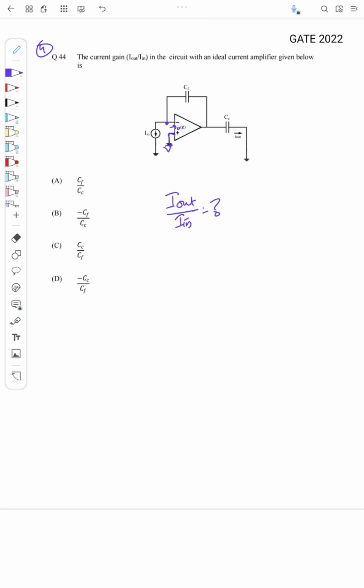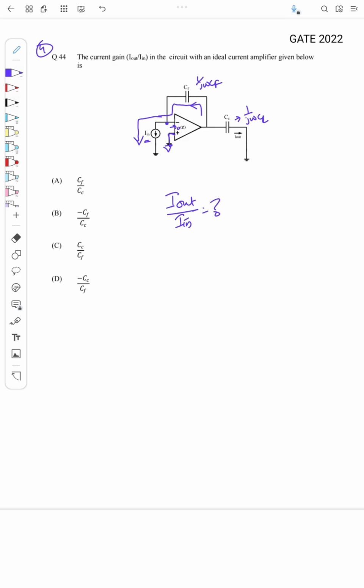And I have in feedback one capacitor CF. So the impedance here is 1 by j omega CF, and at the output one capacitor is there. Its impedance is 1 by j omega CC, right? And there is one input current source here. So the current is flowing like this, and the same current will flow through the capacitor like this. So this is the current.